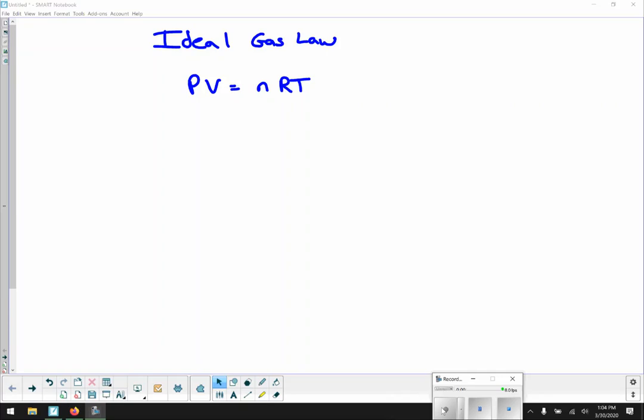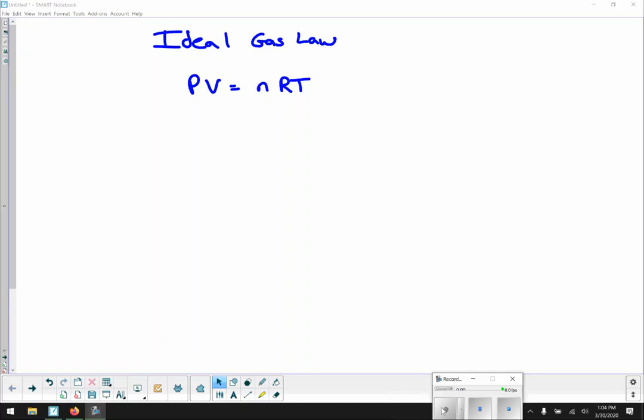So the n in PV equals nRT stands for number of moles, and moles is just a way of counting particles. P is for pressure, V is for volume, n is for number of moles, R is for a constant called the ideal gas constant, which we'll talk about in a little bit, and T is for temperature, and temperature here also has to be in kelvins. For all the gas laws, temperature has to be in kelvins. So be careful about that.